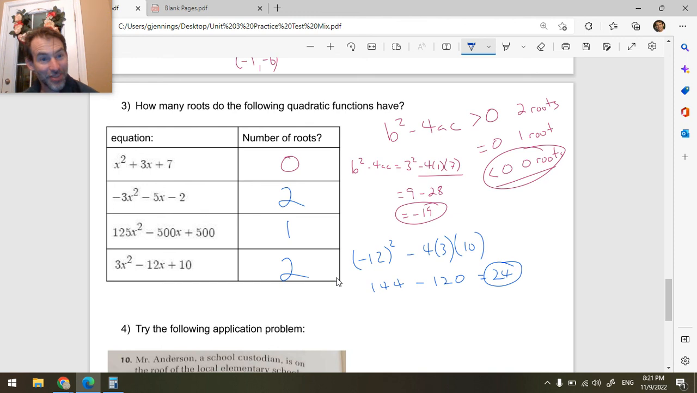Done. These are fast problems, aren't they? You just use the discriminant and interpret the result, and that tells you how many times that quadratic would touch the x-axis. Ooh, fantastic.